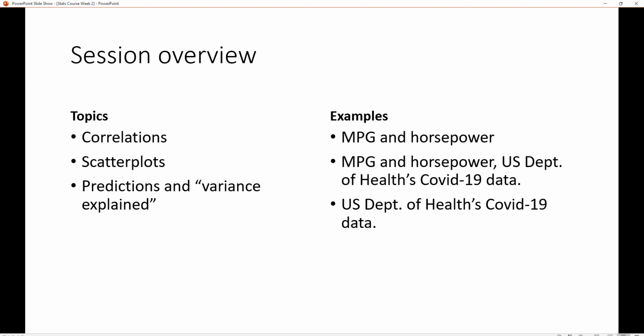And in this slide we're looking at the session overview. We will cover topics on correlations, scatter plots, and predictions and variance explained. We'll have examples for each of these topics. For correlations, we'll look at miles per gallon and horsepower. For scatter plots, we'll look at MPG and horsepower and the U.S. Department of Health's COVID-19 data. And for predictions and variance explained, we'll look at variables in the U.S. Department of Health's COVID-19 data.